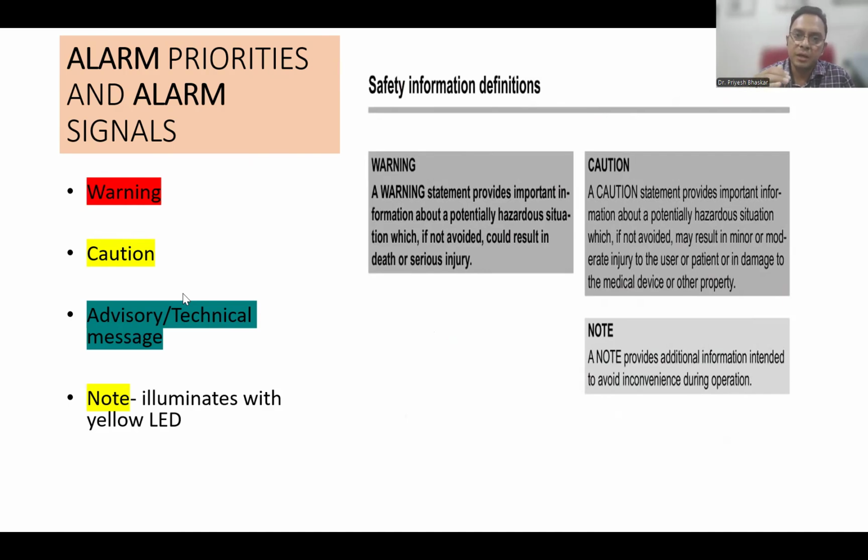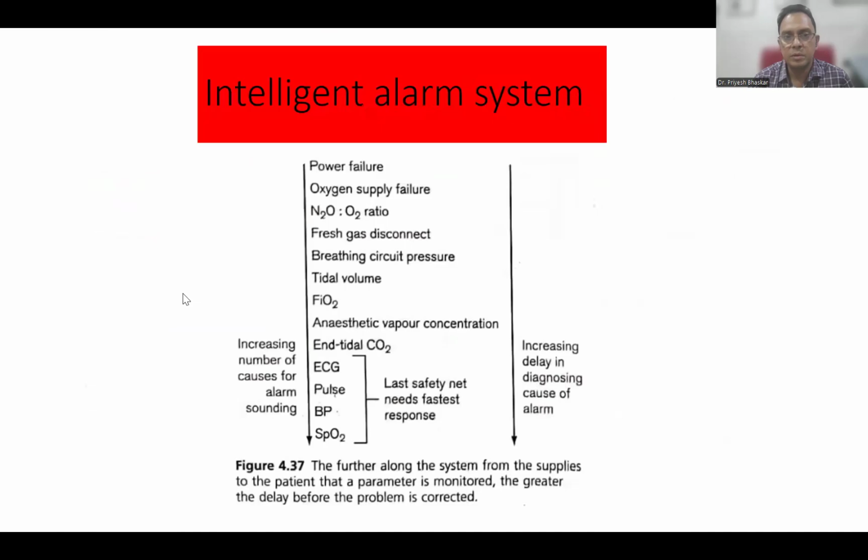The other is caution. A caution statement provides important information about a potentially hazardous situation, but if not avoided, it may result in minor to moderate injury to the patient. So you have to correct it, but it's not necessary to correct it at that time only, right? Likewise, you have an advisory and then you have a note also. So you need to have a good intelligent alarm system. This flowchart tells you that by the time you get hypoxia or a decrease in SpO2 on your monitor, a lot of events have happened, like power failure, oxygen supply failure, nitrous to oxygen ratio, breathing circuit pressure. There are so many things. And if you get an alarm at the power failure level itself, you will be able to rectify it immediately, right?